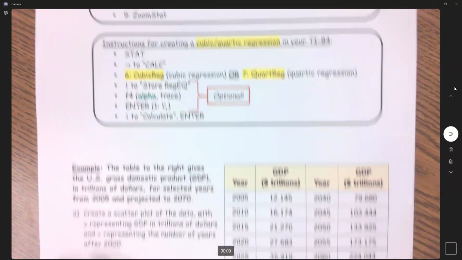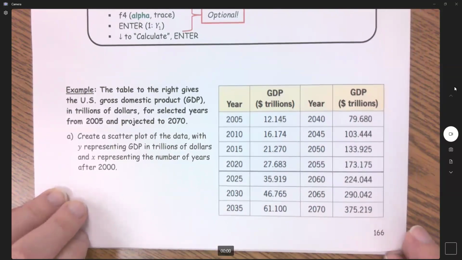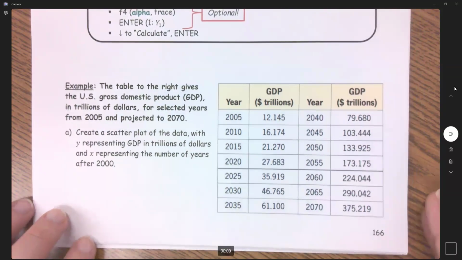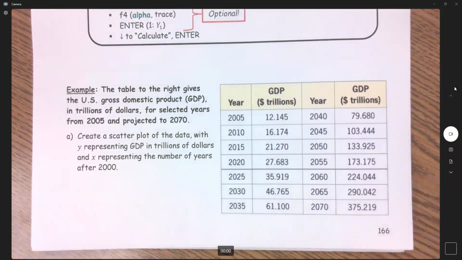And let's get into our example. We only have one example. We're going to go over this scatter plot in this video, and then next video we'll do parts B through F. But this is the one example since this is our 4th time doing regressions.